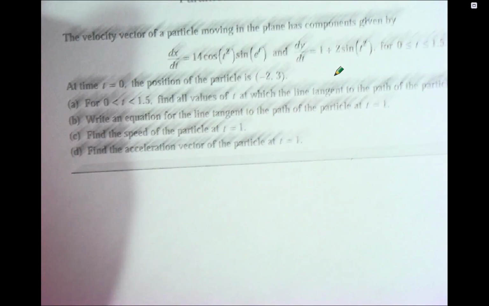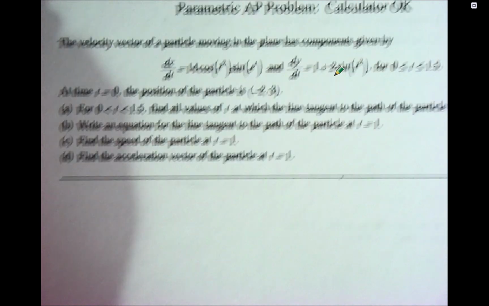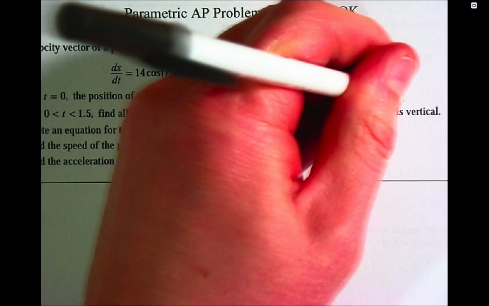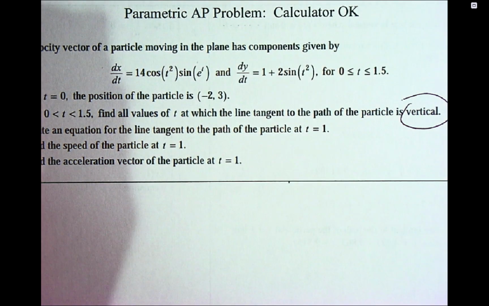Okay, so we're going to talk about this AP problem that you had a chance to look at. It gives you the x and y components of the velocity and an initial position. And so a standard question that they like to ask: where is the tangent line vertical? And of course, a tangent line is vertical when the slope is undefined.